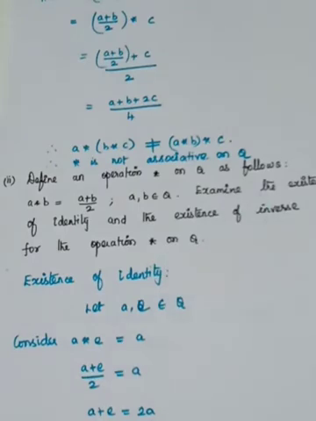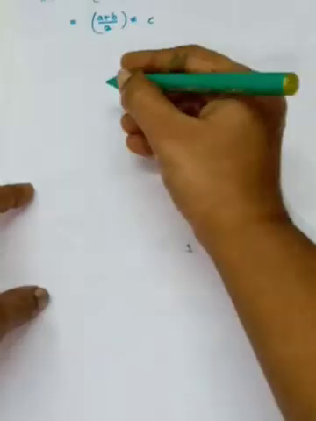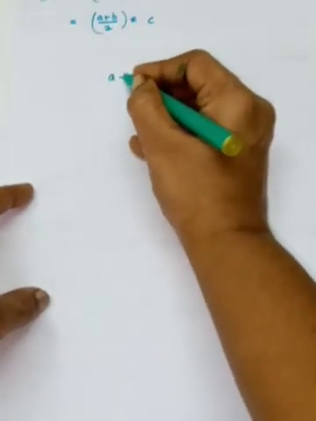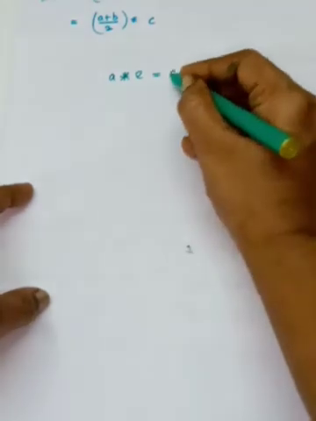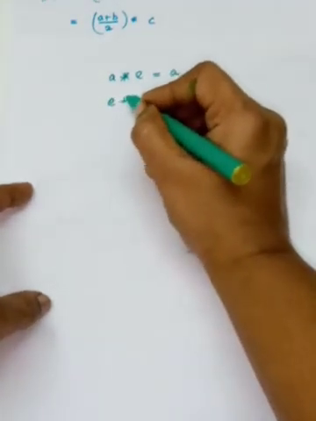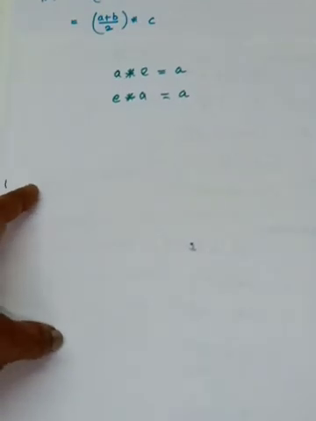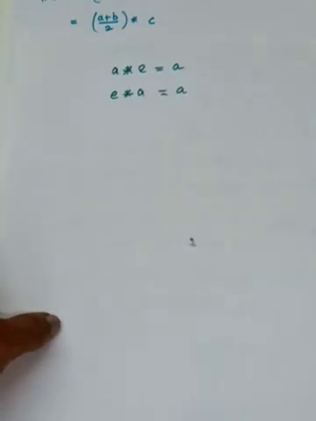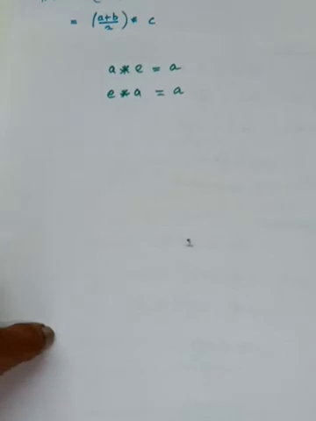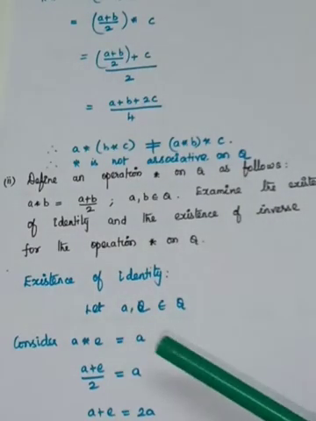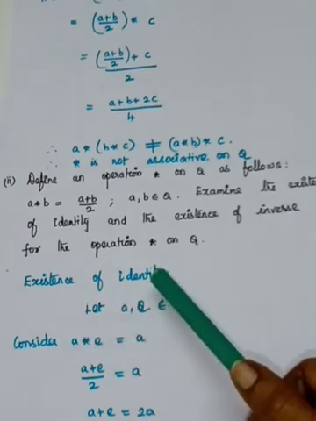Okay, what is the identity property? So identity property is, as we already know, a asterisk e is equal to a. Otherwise, if you interchange, e asterisk a is equal to a. Okay, this is your identity property. And we have seen the theorem also: the identity element is unique for the non-empty set along with the operation. Okay, so I'll take the existence of identity.